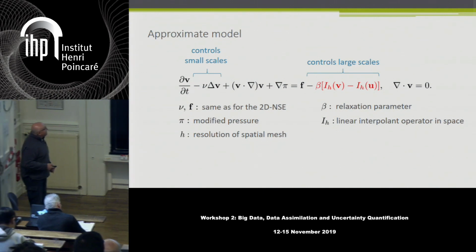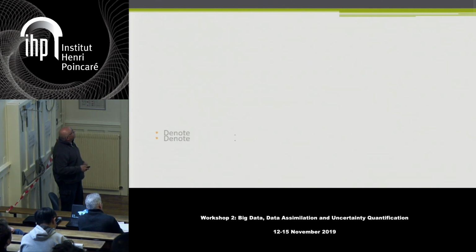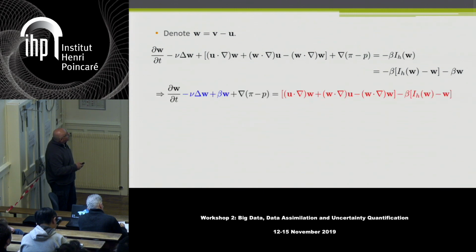Now, if I try to see what happens in this case, I look for the difference between the two solutions, then the difference satisfying this equation. Now, I do some simple manipulation. I add beta u and subtract beta u, I get this left-hand side and this right-hand side.